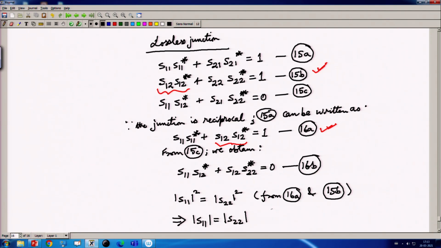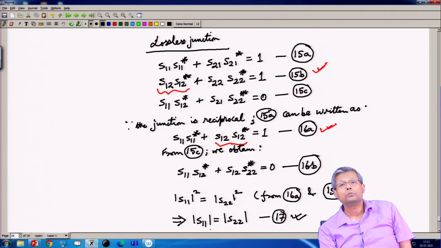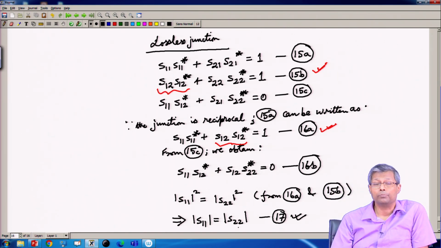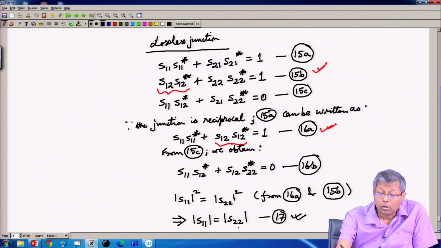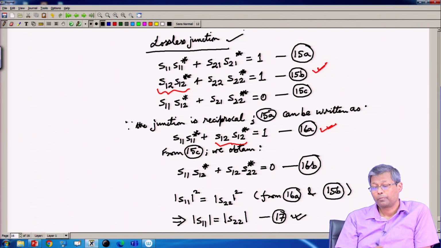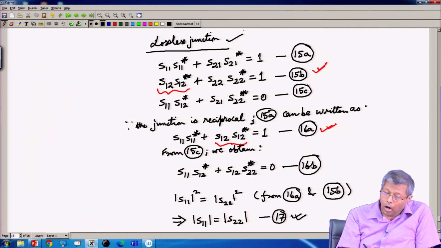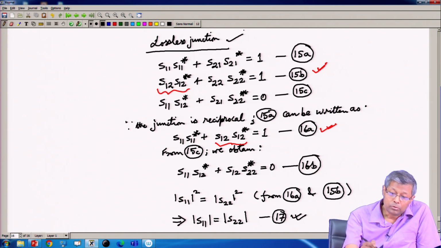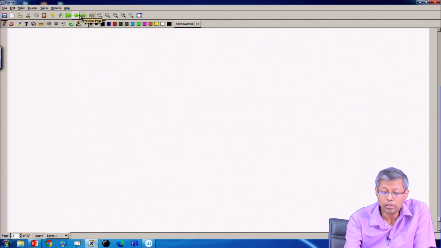So, we call this (70). So, what does it mean? The reflection coefficients at port 1 and port 2 are the same for the lossless junction. But what about their phases? To investigate that, let us go to the next part.